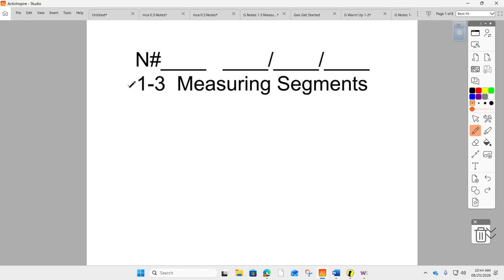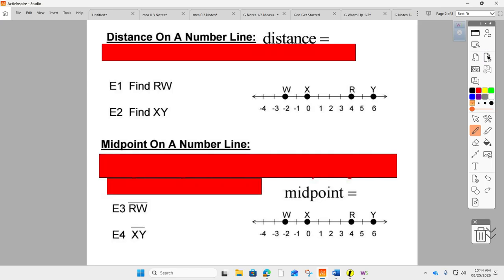Telling how long segments are. That's what that means, right? How long is a segment? Or, in our case, remember a segment is a part of a line, right? The first thing we're going to start with is measuring distance on a number line.